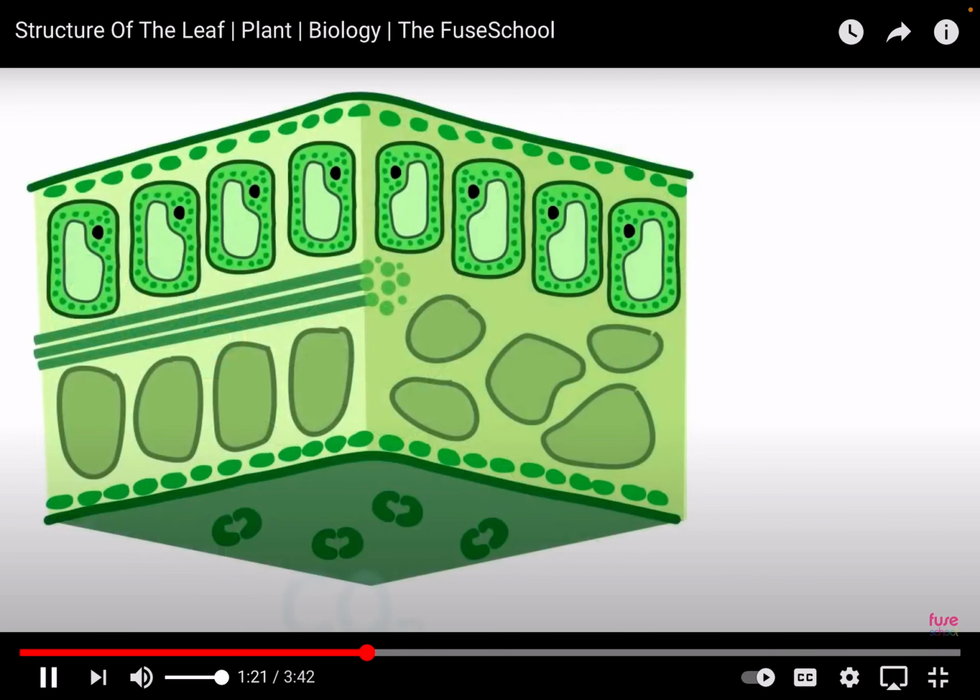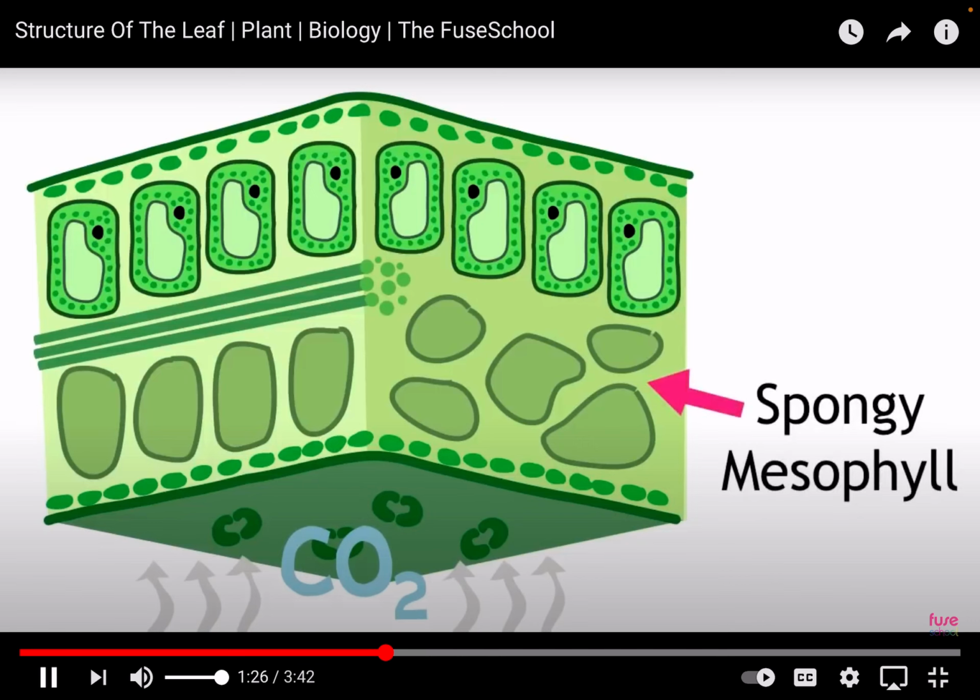So the carbon dioxide comes in through the stomata, makes its way through the gaps in an airy layer of cells called the spongy mesophyll at the bottom part of the leaf, and then heads out to the palisade layer for photosynthesis. Leaves are thin so that the carbon dioxide won't have too far to travel.